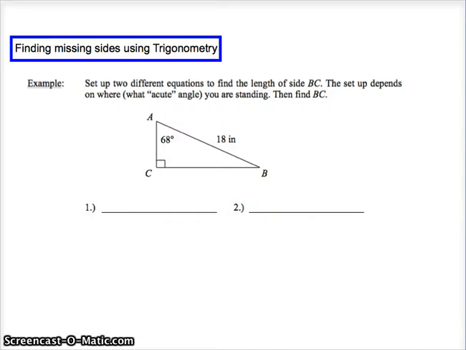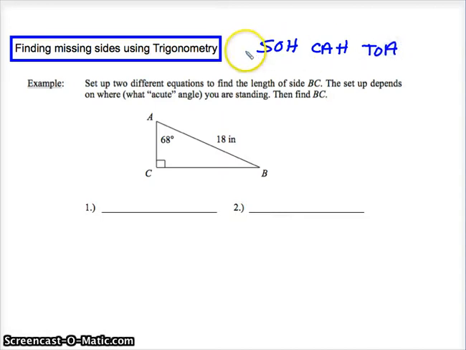Hey everybody, and welcome to our next lesson in the trigonometry unit where we get to find some missing sides using sine, cosine, and tangent. Alright, last lesson we learned about our friendly phrase SOHCAHTOA, and that was a way for us to remember our trig functions and their ratios.